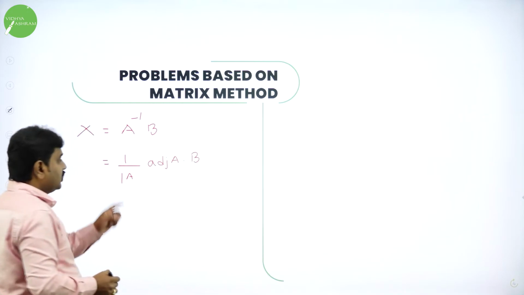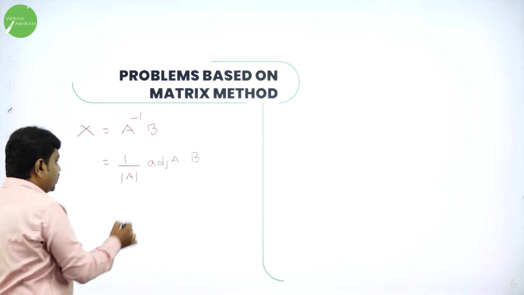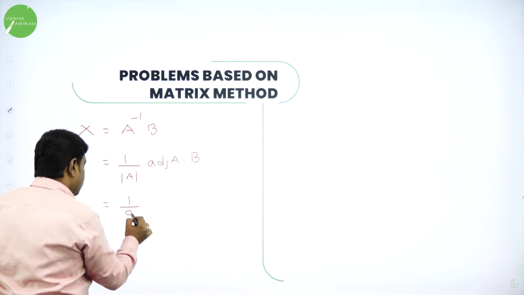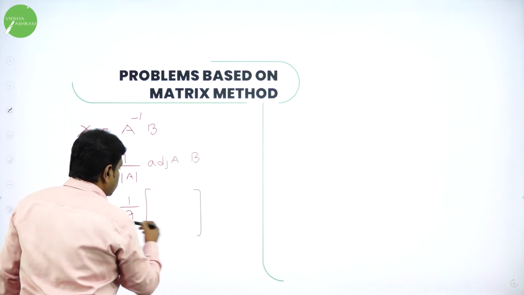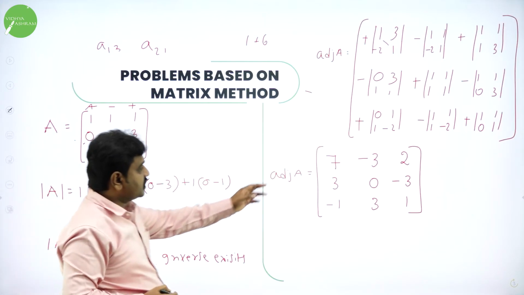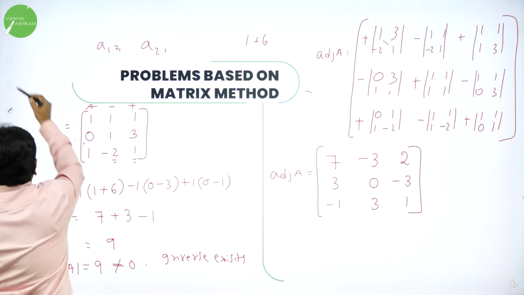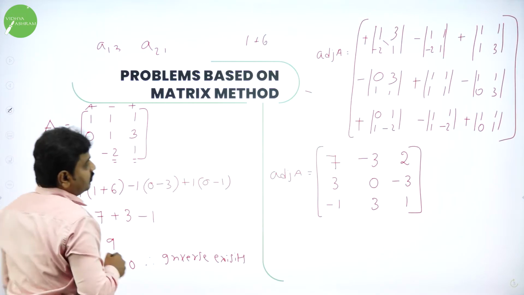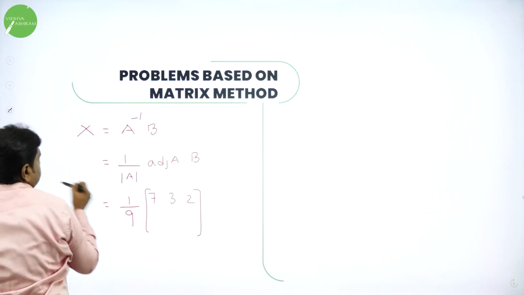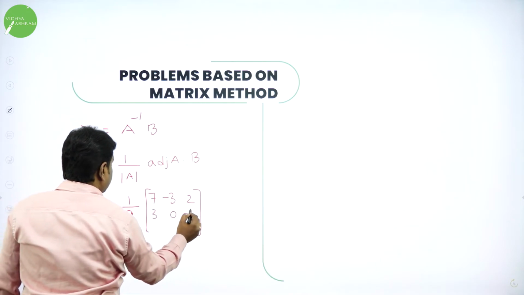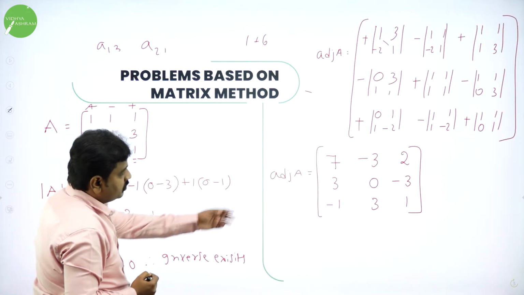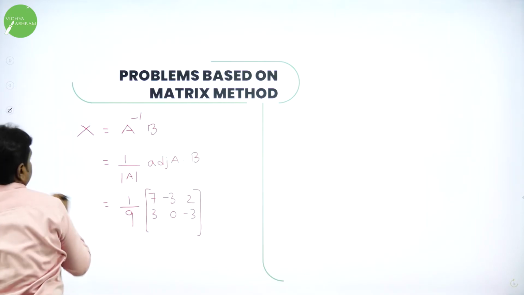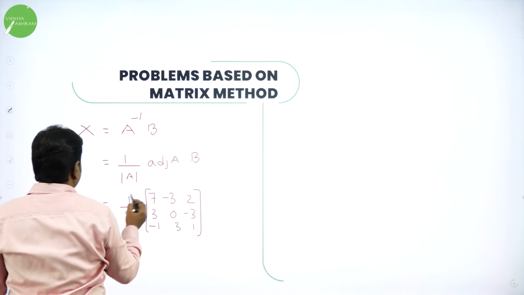This is A inverse. What is A inverse? 1 by determinant A into adjoint A is the inverse, into B. Now we got the determinant, 9, and just now we got the adjoint, substitute. What is the adjoint we got? Adjoint is 7 minus 3 2, then 3 0 minus 3, and last row minus 1 3 1. And B means what?